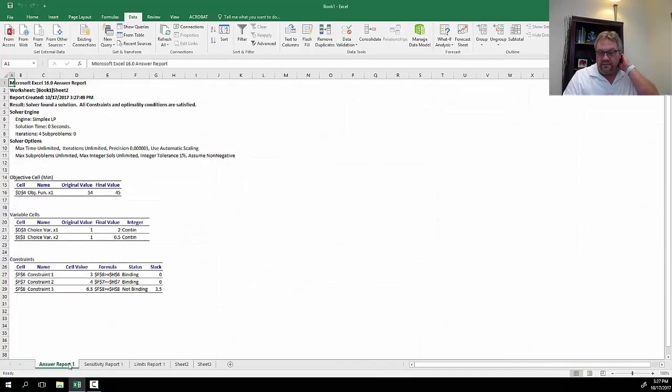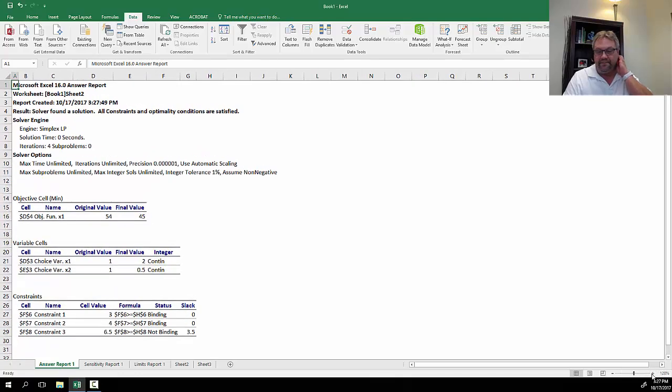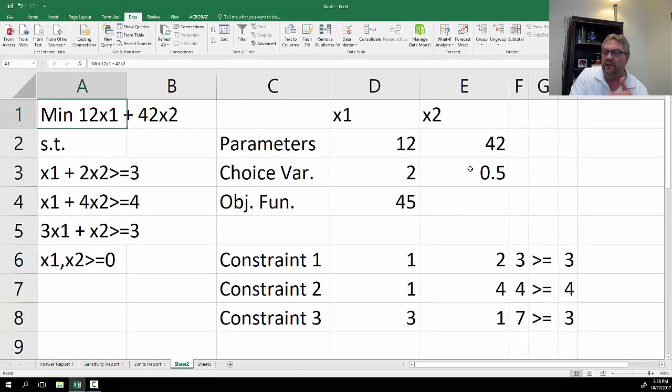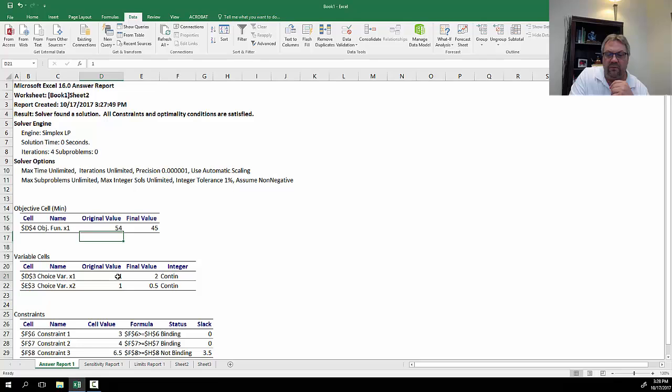And of course, here they are, right? So let's just take a look at these. Now, the same thing is going to apply, right? So I don't want to spend as much time. I just want to make sure that you understand how to interpret these for a min problem, right? It's basically the same. The answer report, same thing. The original value was a 54 for my objective function, right? Because I had ones and ones in there, right? 1 and 1 gave me the 54, right? 1 and 1. Okay, my final value for the cost min was 45.